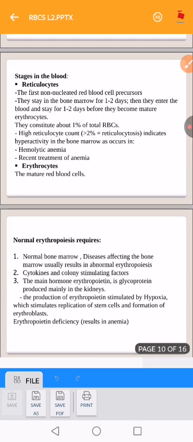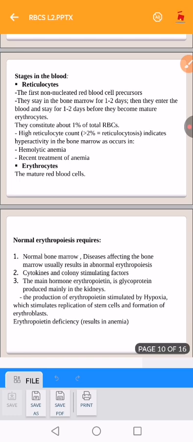What do we need for this formation of RBCs? We need normal bone marrow. If there is any disease affecting the bone marrow, it affects our erythropoiesis, like malignancy or any type of infection in the bone marrow. Any disease affecting the bone marrow can result in abnormal erythropoiesis and other types of blood cells. Also, we need cytokines and colony stimulating factors. We need these factors for replication and maturation of the cell.